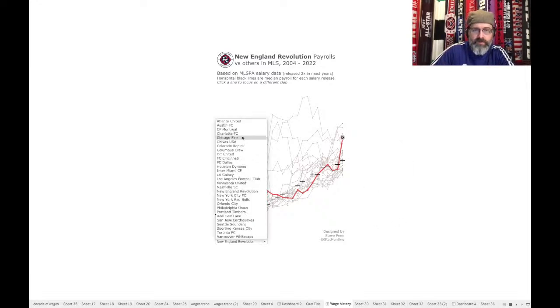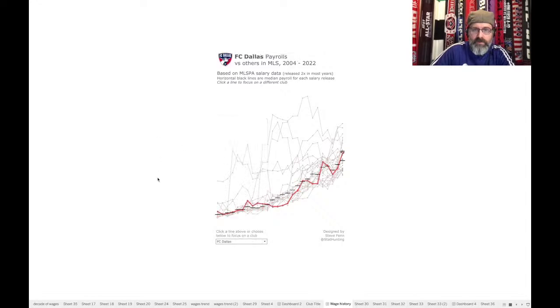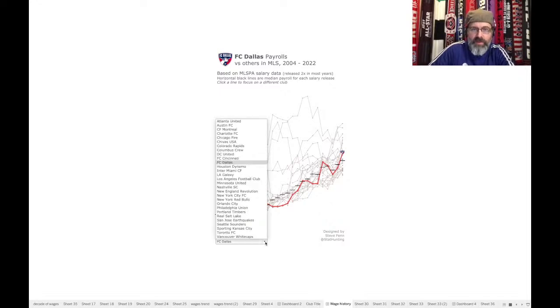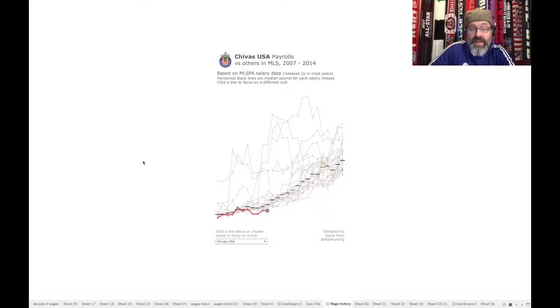Let's look at another one. FC Dallas has been, again, kind of tracking with the median. This year they're above. A few years here they were below. But they've just kind of ramped up with the league. Chivas USA, who you saw towards the bottom of some of those tree maps as we went through history. They were spending very low relative to everyone else, and then they folded.